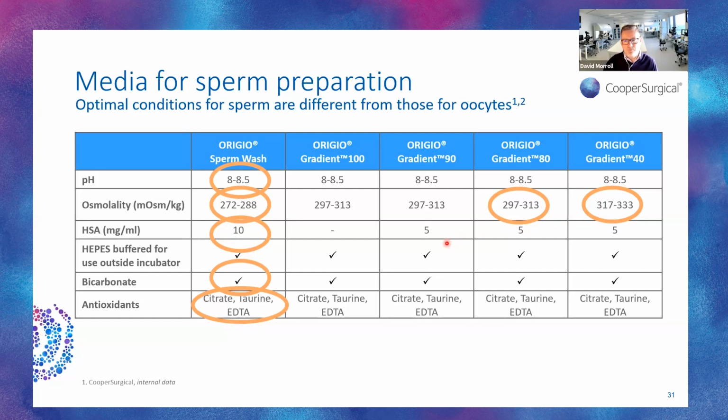So Origio products tend to use 5 milligrams per mil of albumin. The sperm wash uses 10. And you can see that there's a high level of bicarbonate as well as the requirement for antioxidants. And we know antioxidants are particularly useful for sperm, where it's much more evident, for example, than it is for embryos. And taurine in particular is a well-established antioxidant for sperm media.